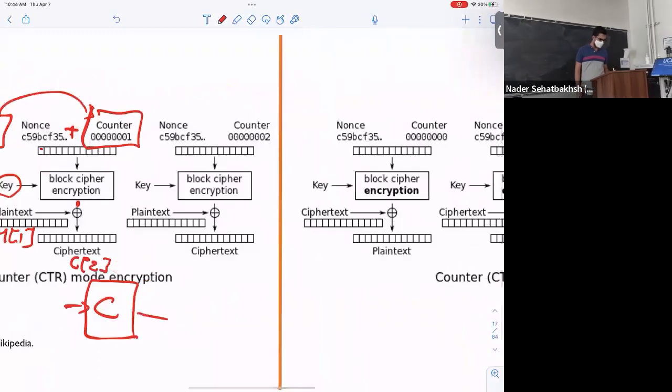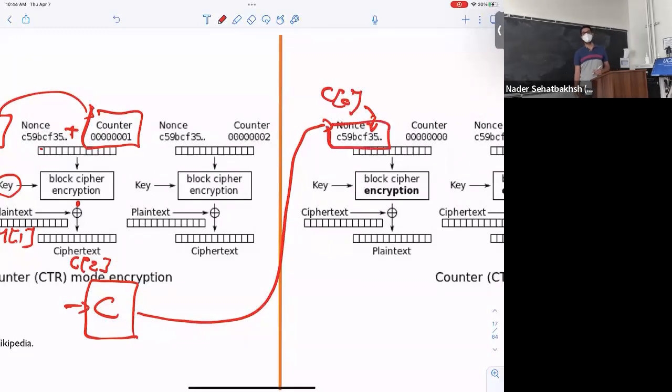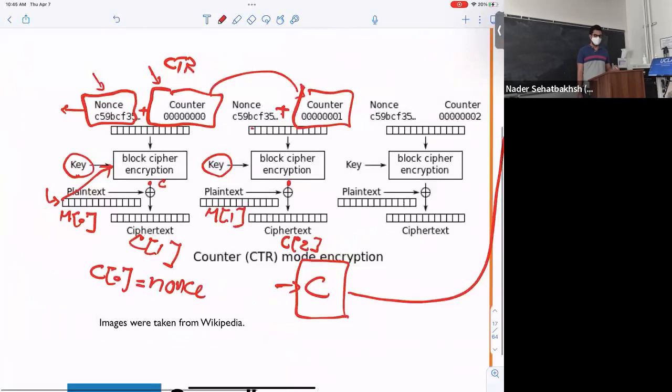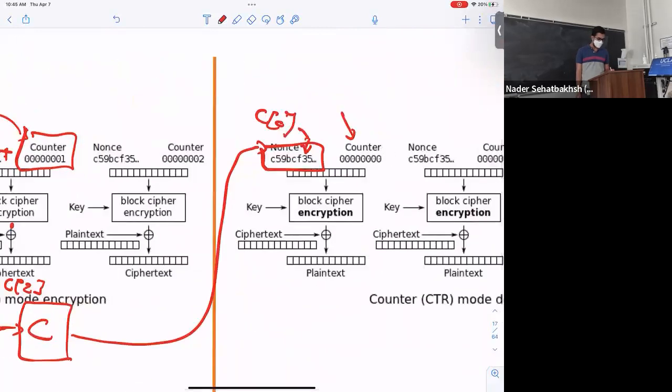So the receiver gets C0, and that would be equal to the nonce. So that's how the receiver knows what the nonce is. The receiver also starts his or her counter with all zeros. And then all it does is, again, the exact same thing that we are doing on the transmitter side. So we add these two together. We use the same key. We encrypt it again, which in this case is basically the decryption. We use the exact same algorithm. This time we XOR this value with our ciphertext, and the result will be the plaintext.